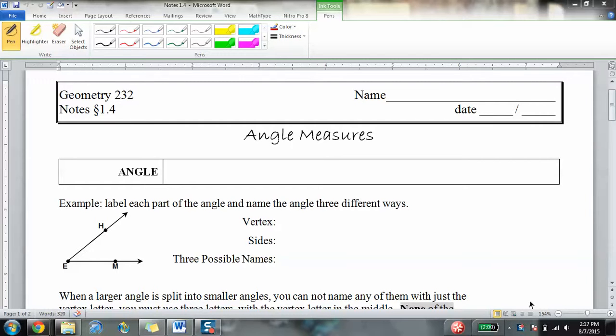This is Geometry, Section 1.4, Angle Measures. So what is an angle? This is another fundamental concept that we're going to be dealing with all year long.